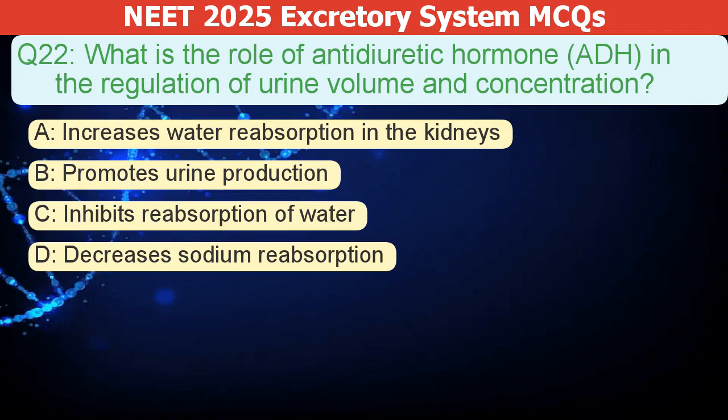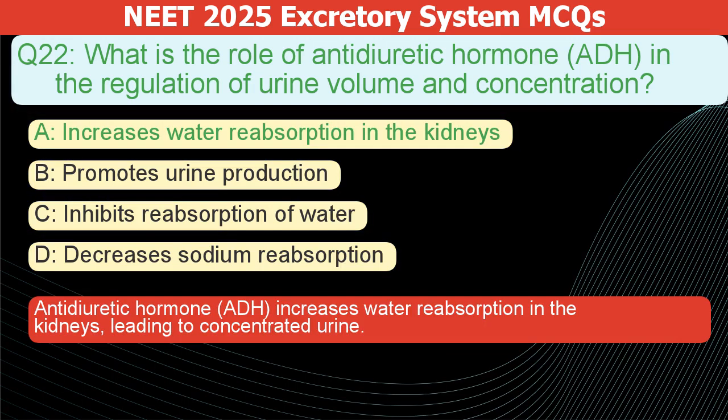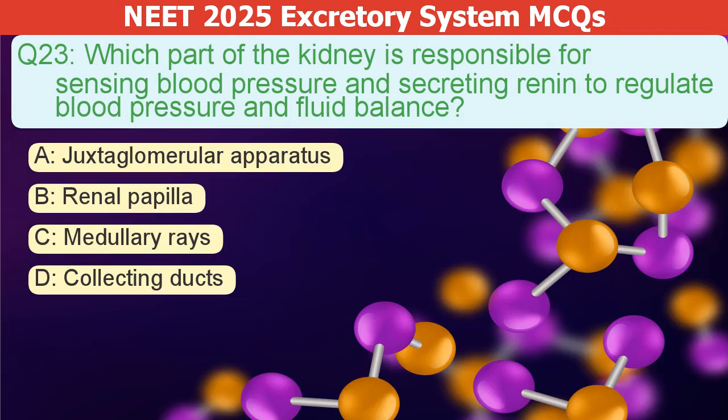What is the role of antidiuretic hormone, or ADH, in regulating urine volume and concentration? A. Increases water reabsorption in the kidneys. B. Promotes urine production. C. Inhibits reabsorption of water. D. Decreases sodium reabsorption. The correct answer is A. Antidiuretic hormone, or ADH, increases water reabsorption in the kidneys, leading to concentrated urine.